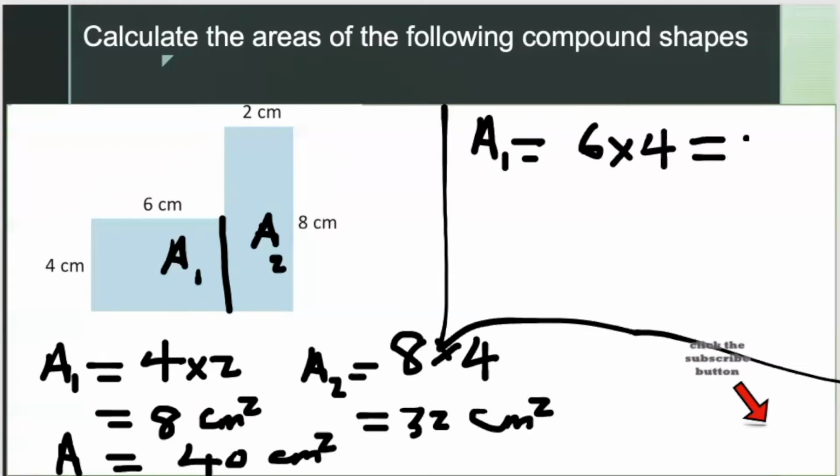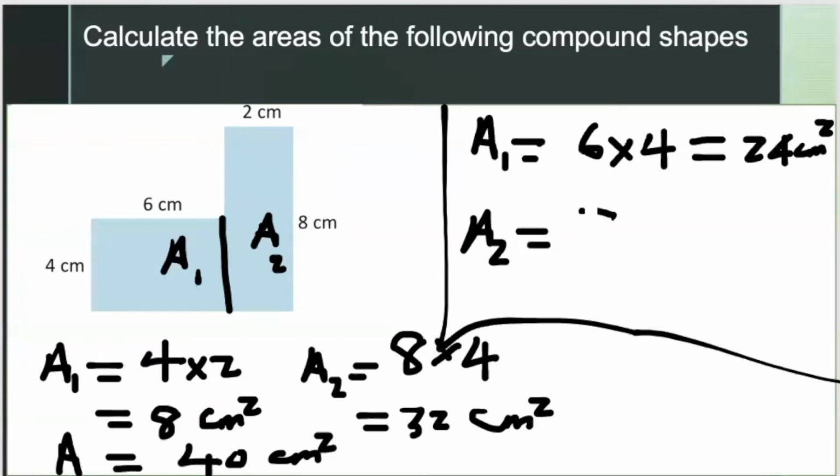And that will give me 24 centimeters square. Area 2, I will say 8 because this length is 8 and this is 2. So area is 8 times 2. So I'll have 8 times 2 and that will give me 16.